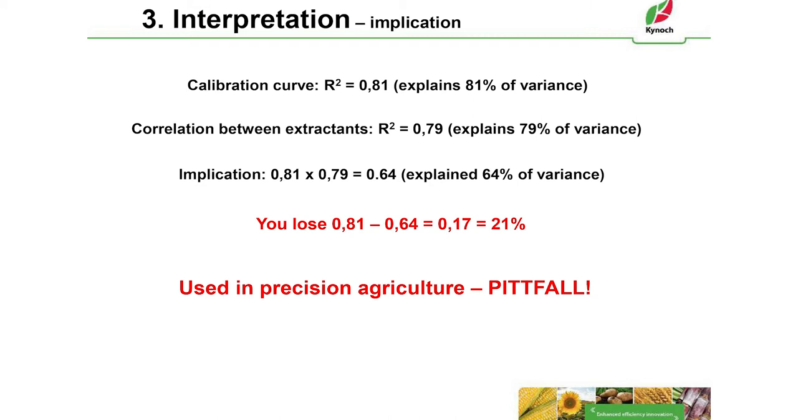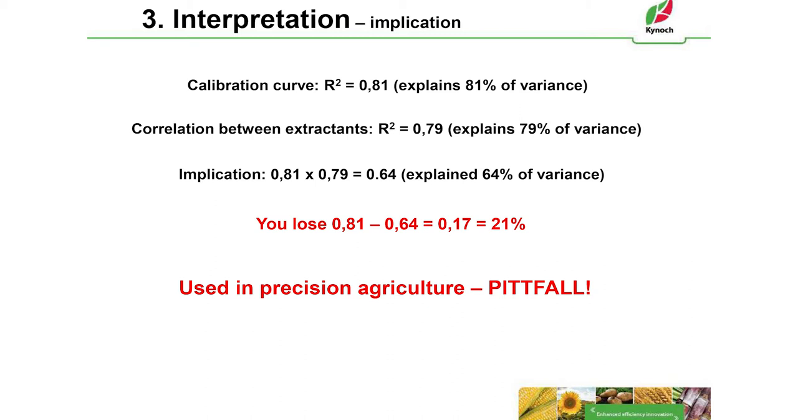Let's say you remember that correlation, that 0.81 at the beginning for the calibration curve. That explains 81% of the variance in the data. Correlation between extractants, I took the average, and the average is 0.79. It explains 79% of the variance. And if you put those two together, the implication is now you're explaining, if you use that conversion, only 64% of the variance. So you're coming down from 81 to 64.